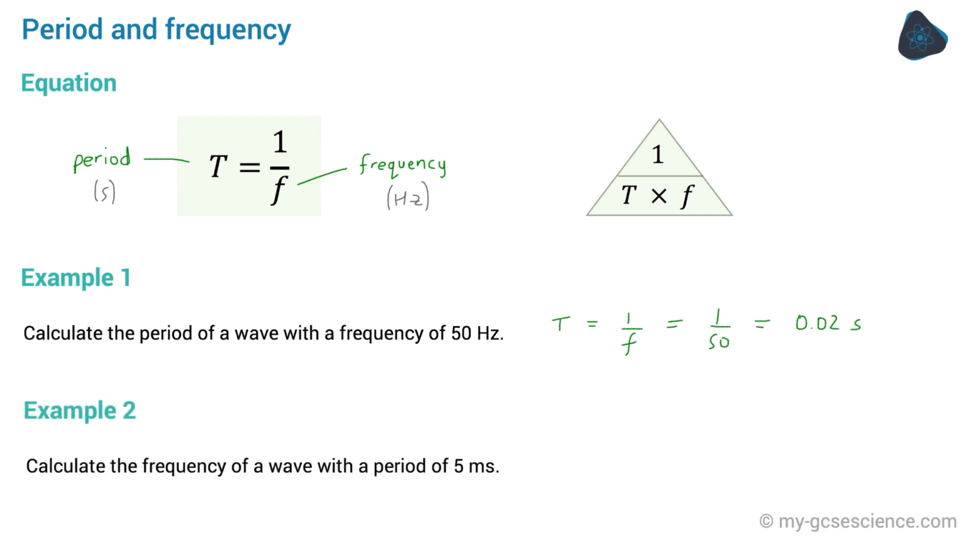Example 2 is a little trickier. Here, the time has been given in milliseconds. Because 1 millisecond is 0.001 seconds, 5 milliseconds will be 0.005 seconds, so that means that the frequency, which is 1 over t, will be equal to 1 divided by 0.005, which gives an answer of 200 Hz.